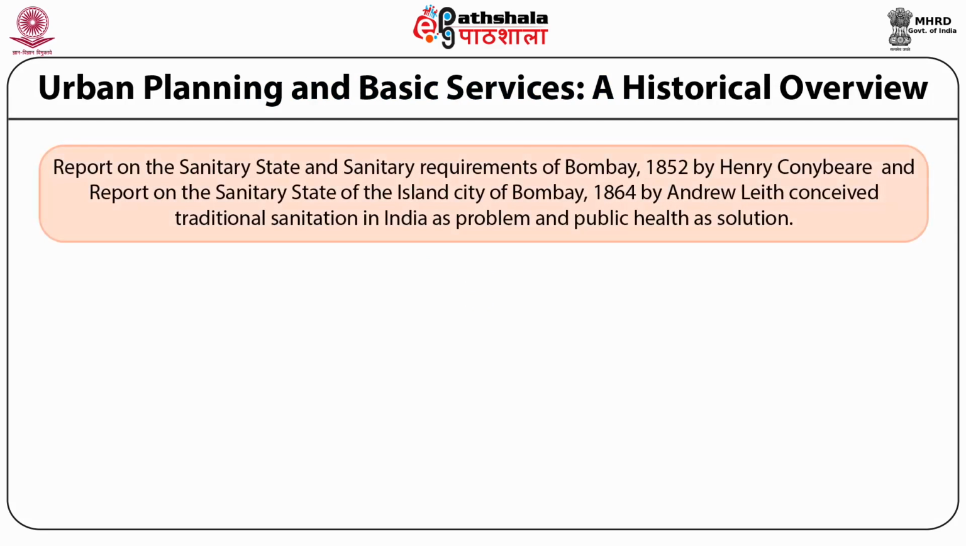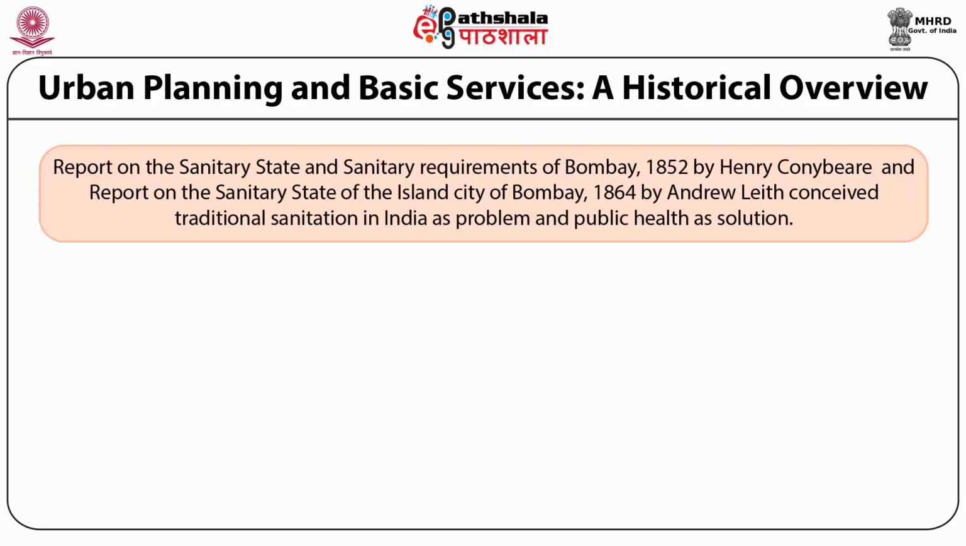Two important reports by health officials in mid-19th century Bombay, by Henry Conybeare and Andrew Leith, show the concerns of colonial administrators for public health, sanitation, and urban planning in India. The first report on the sanitary state and sanitary requirements of Bombay, 1852, by Henry Conybeare, and the second report on the sanitary state of the island city of Bombay, 1864, by Andrew Leith, conceived traditional sanitation in India as the problem and public health as the solution.